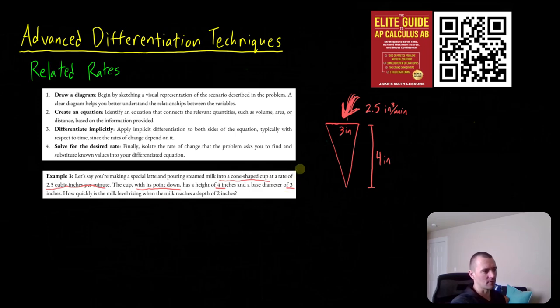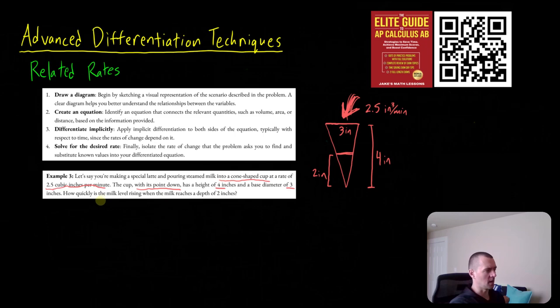And what it's asking is how quickly is the milk level rising when the milk reaches a depth of 2 inches. So if the milk is 2 inches deep, that's basically halfway up the cup. So when the milk is exactly halfway up the cup, the milk is 2 inches deep.